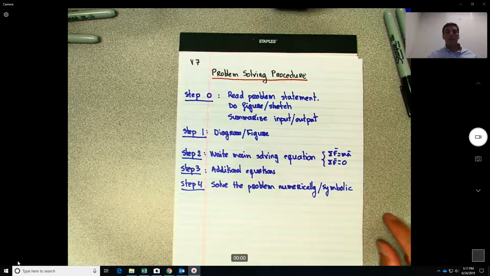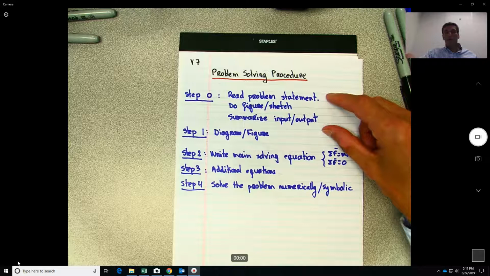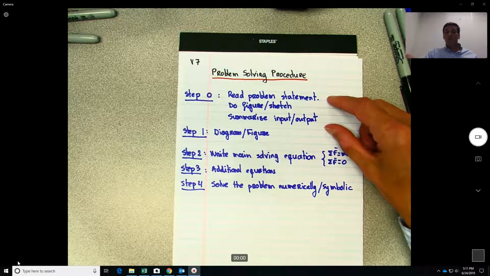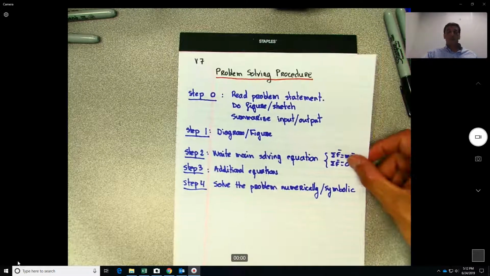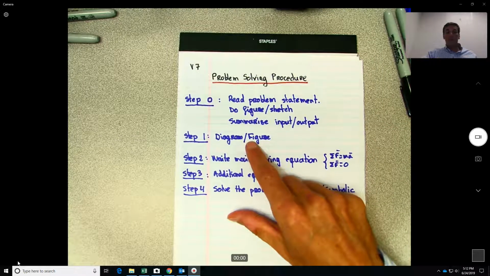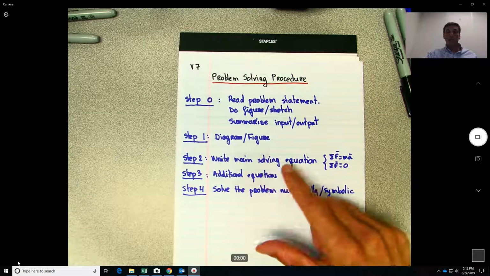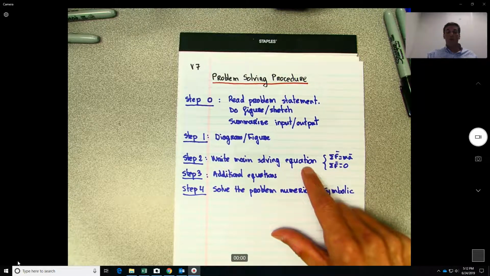First, I do some type of figure after I read the problem, in which I put all the information that is given to me and what I need to find. So basically, after doing this step, if I did it right, I should be able to solve the problem without going to the problem statement. Then I do the appropriate figures that are going to help me to write down the main equation or equations initially to solve the problem.